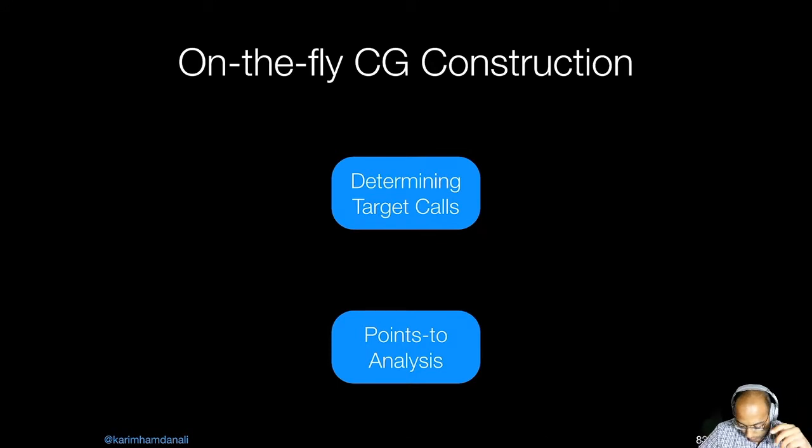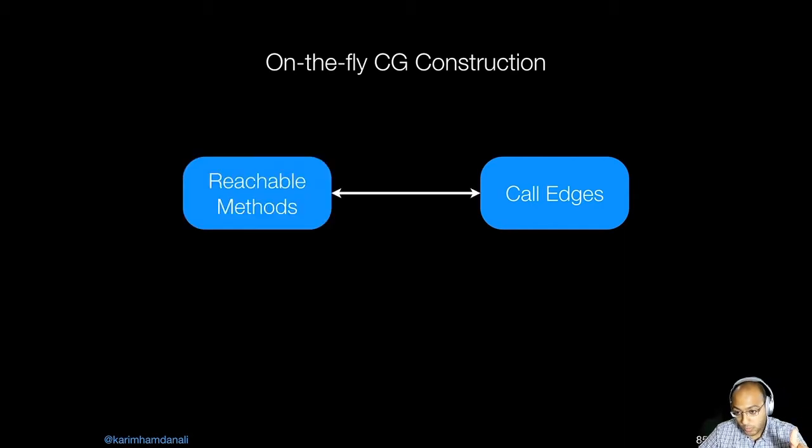All right, so we know we need to do two things. We need to determine target calls, and we need to compute points-to analyses. So how do we do that? Well, obviously we need to compute call edges. So this is one relationship we need to compute. Call edges will determine what methods are reachable in the call graph, or in the program. Because for any target of a call edge, the call graph determines that this method could be called, so it would be reachable. I can reach that method from the entry point of the program.